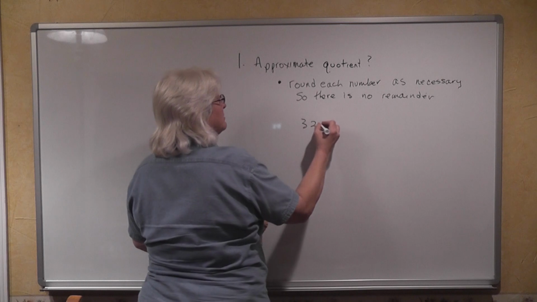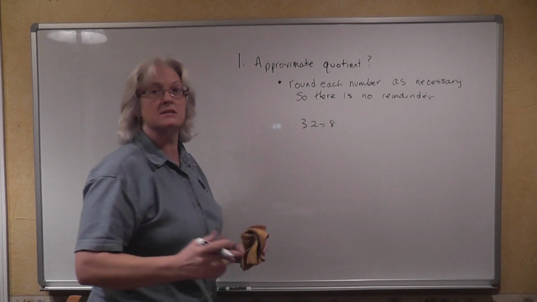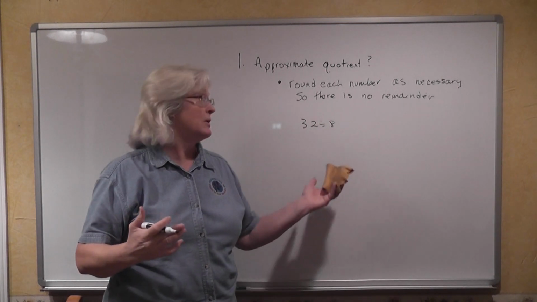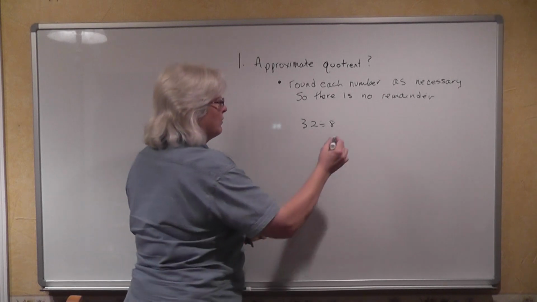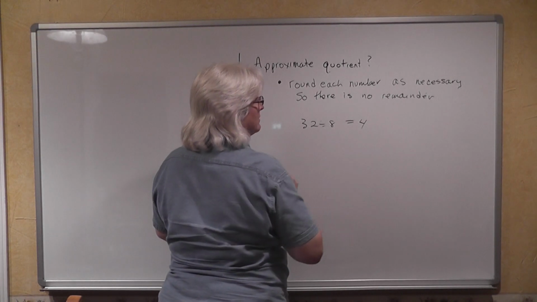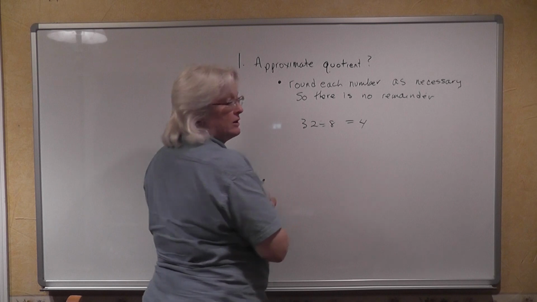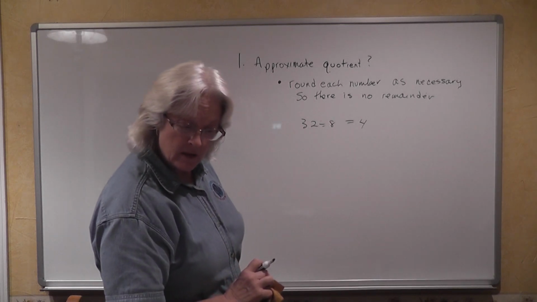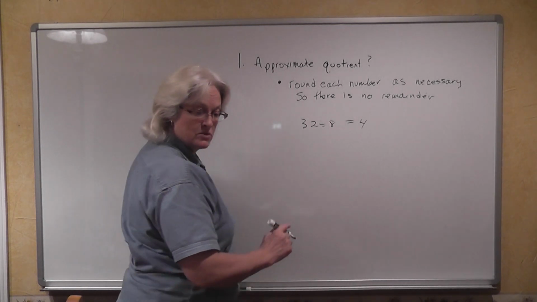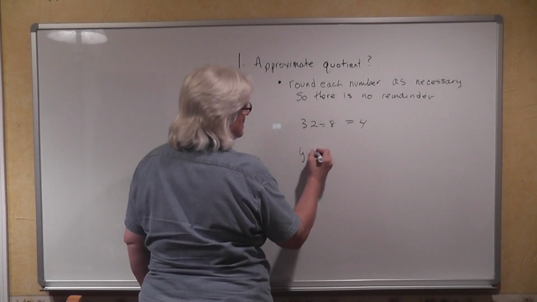We have 32 divided by 8. That's a simple math fact, isn't it? 32 divided by 8 is 4. There isn't any remainder.